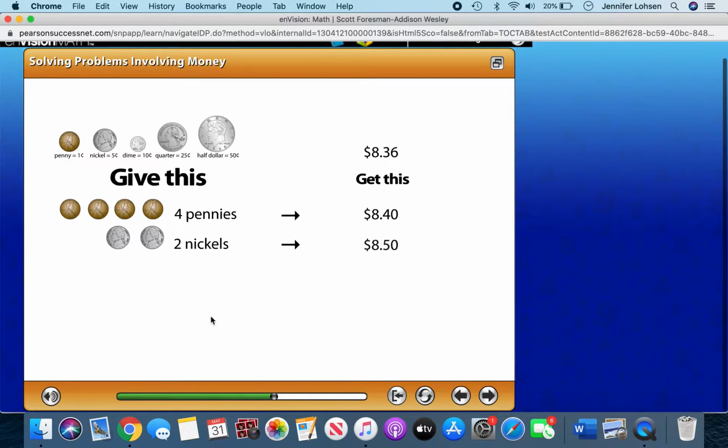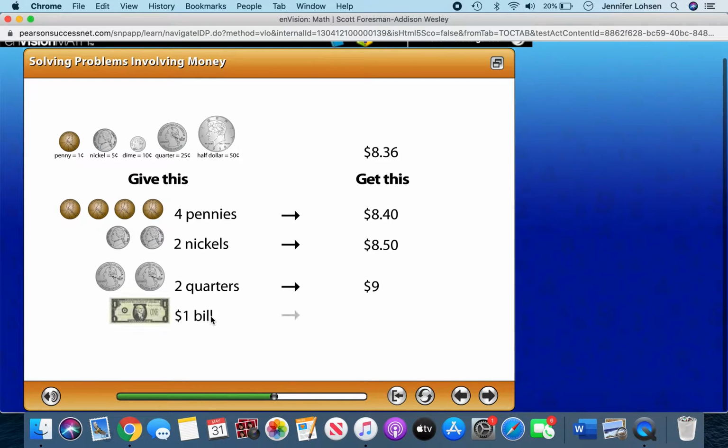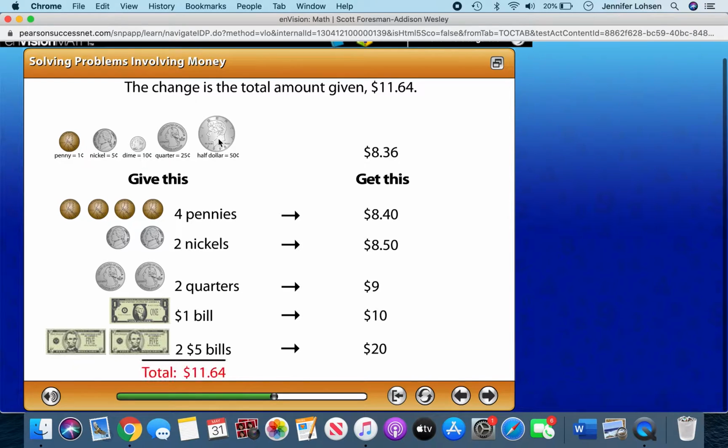So what he's doing right now is showing you that there's more than one way to make this change. You didn't have to use that half dollar like you did before. Instead, the change is the total amount given, $11.64. Can change be made in a way that does not use 4 pennies?